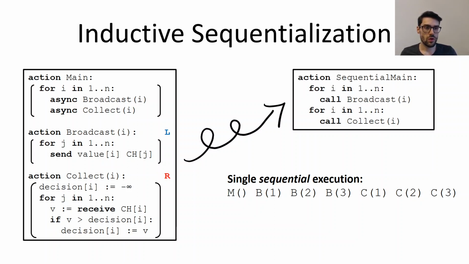Now, our contribution with inductive sequentialization is to go all the way to a sequential program. Concretely, the one I'm showing on the right. This program executes the broadcast operations first in the order from 1 to n, and then it executes all the collect operations, again in the fixed order from 1 to n. Now, as an illustration, consider that n is equal to 3. Then this means that this program really only exhibits a single sequential execution, where broadcast 1, 2, and 3 happen, and then collect 1, 2, and 3 happen.